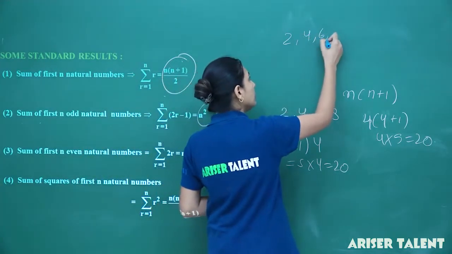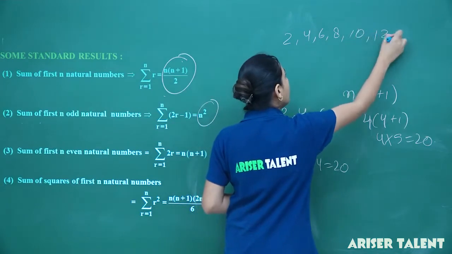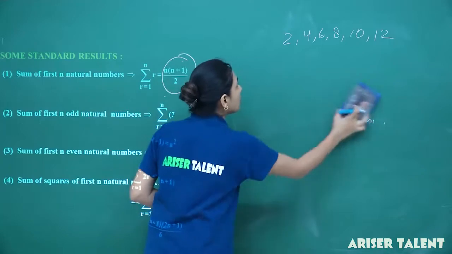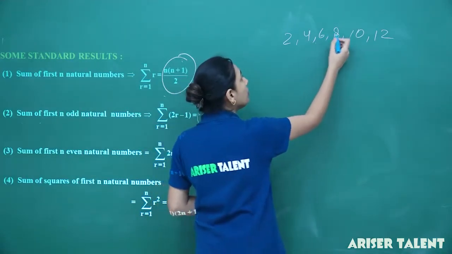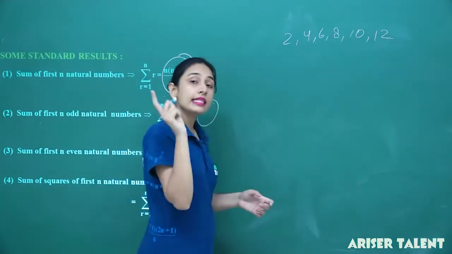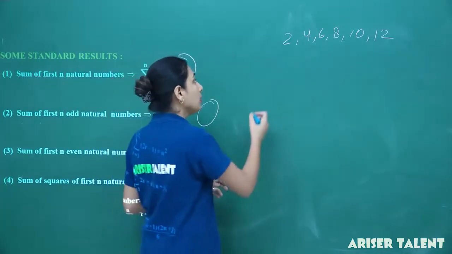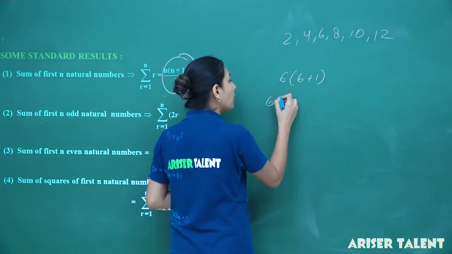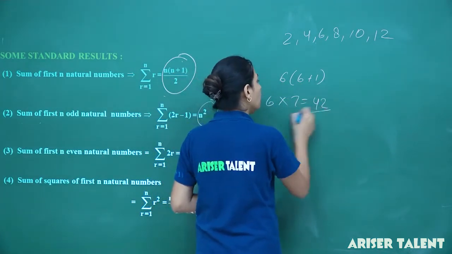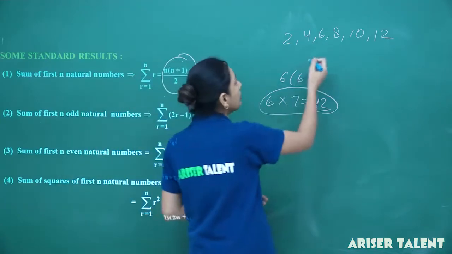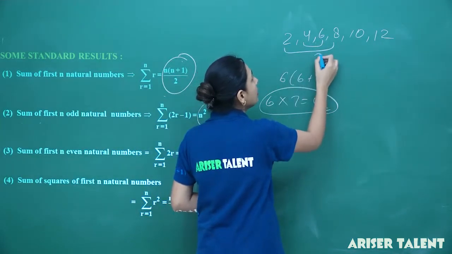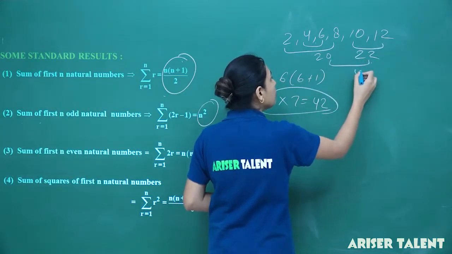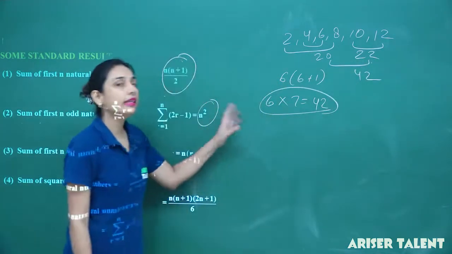2, 4, 6, 8, 10 and 12. Now, in this case, you will have 1, 2, 3, 4, 5, 6, 6 natural numbers from the start. So you will be getting what? 42. Now, the summation should be 42. Now, this is 10, this is 10, this is 20 and this is what? 22, which will give you 42. So again this is true.